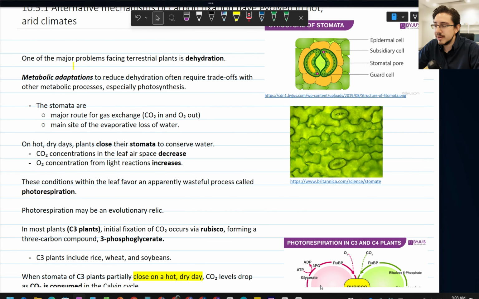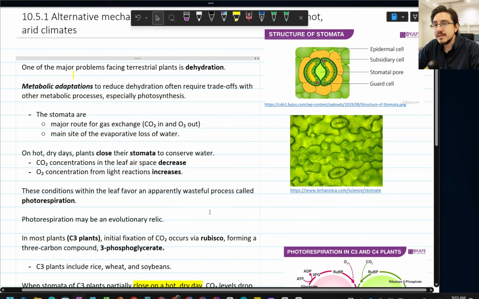First, let's talk about the stomata. We mentioned this in the chapter on the tour of the cell. Just to revisit, the stomata are the major structures of gas exchange. In this route of gas exchange, you have carbon dioxide coming in and oxygen going out.